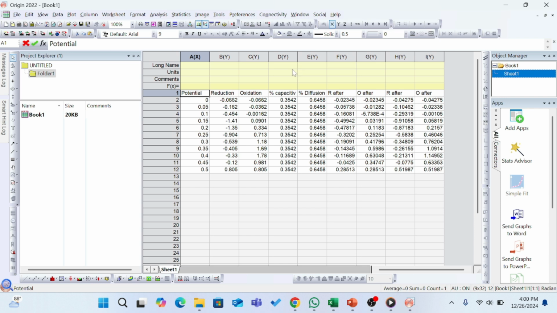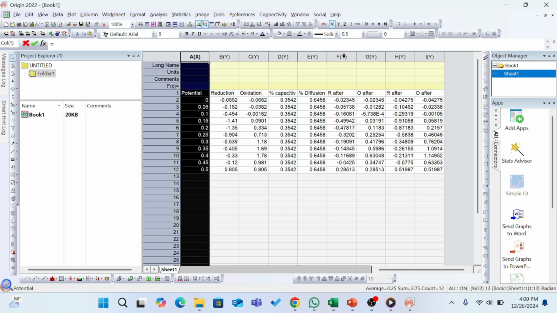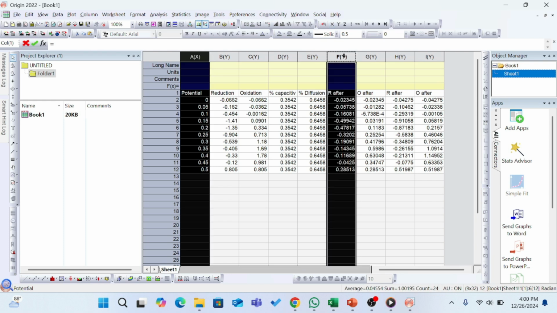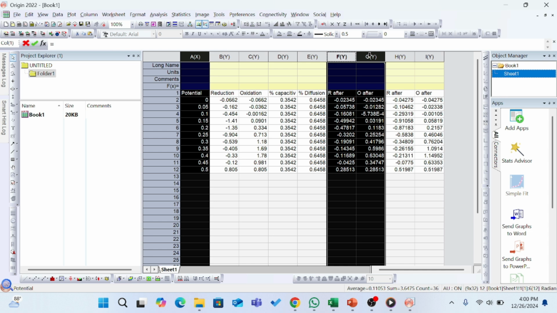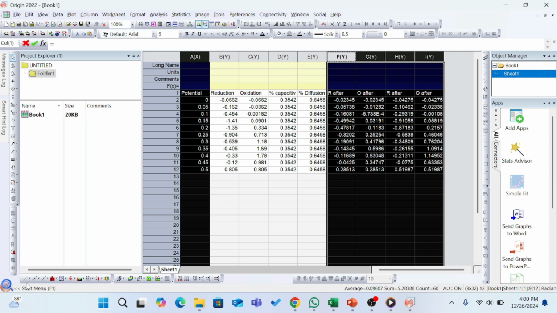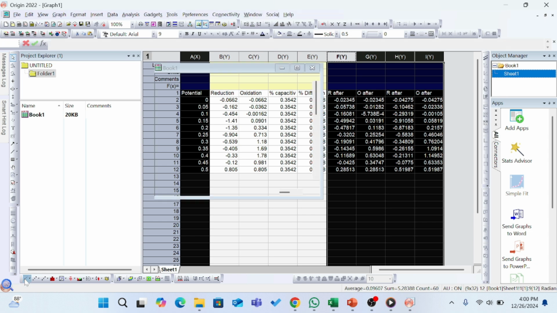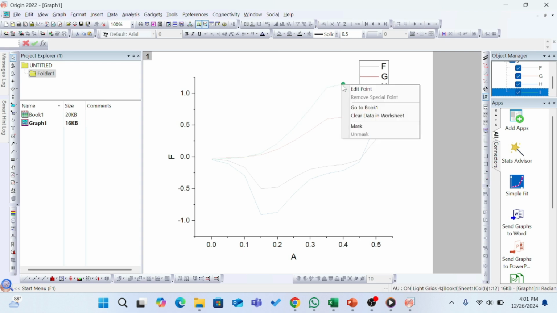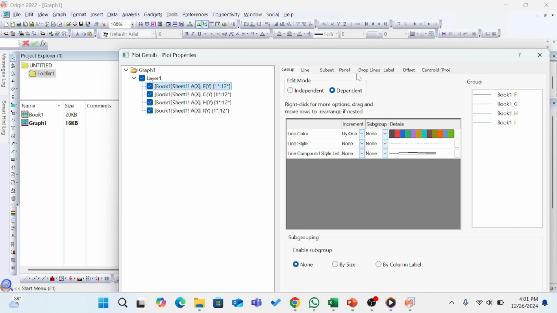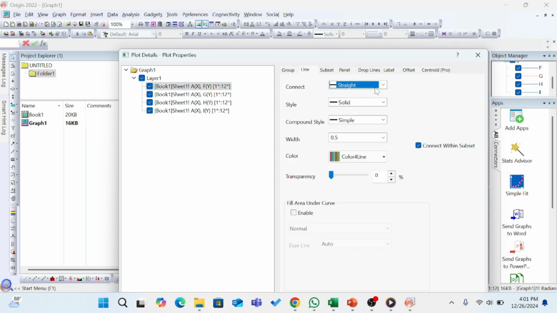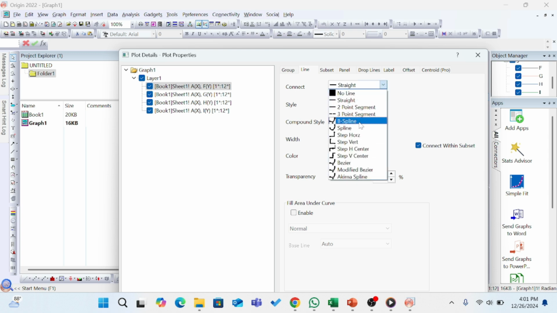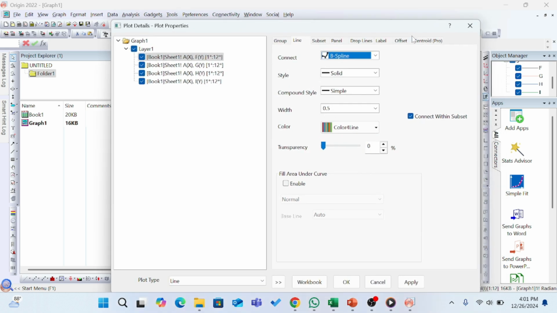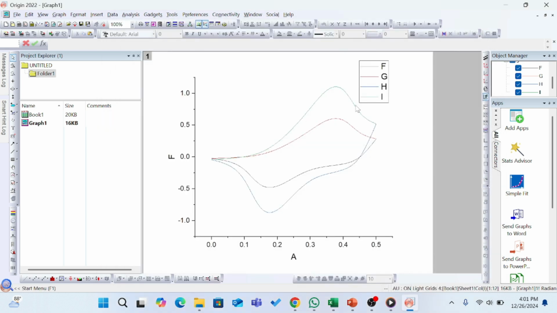So when you go here, let's say we go to the potential and reduction current after, and here we go all the way. Let's try. Then after this you click this one, and you get a graph like this. The graph is not nice. What you can do is double click, go to line, and from straight line go to B spline. We just try first and click apply. Okay, now it's become better.